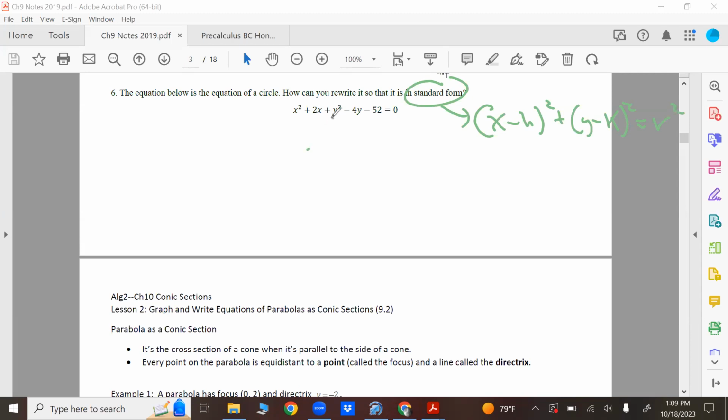So what you're going to have to do is use a process called completing the square, which we're going to do a lot over the next few days, like a dozen times a day, probably. We'll see. So, completing the square. I'm going to somewhat lump the x's and somewhat lump the y's.